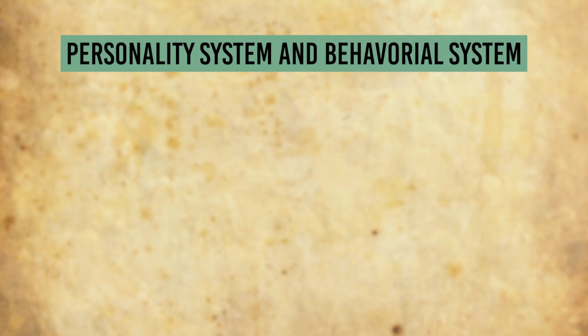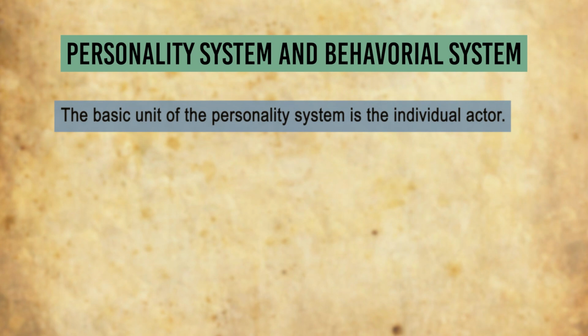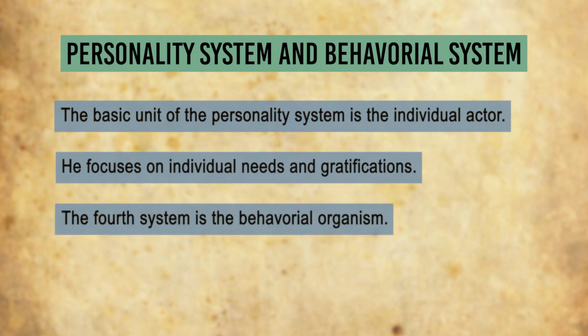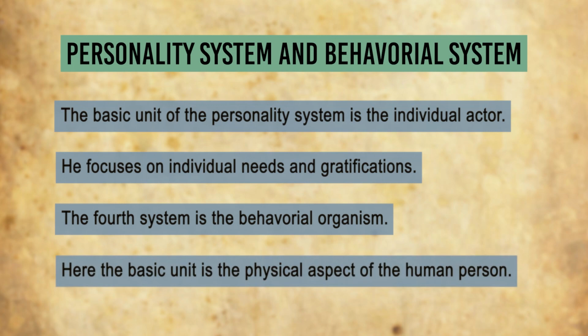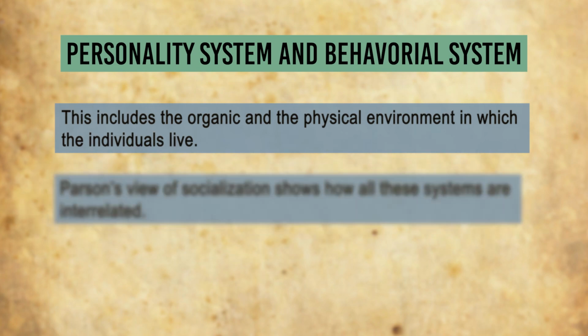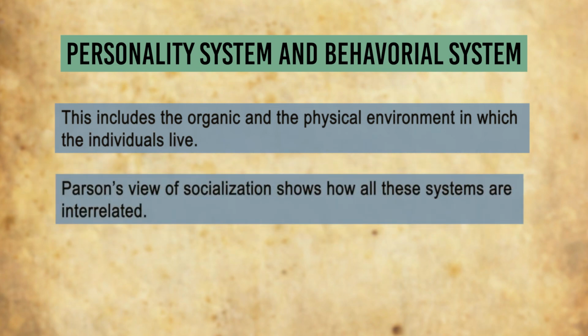Personality system and the behavioral system. The basic unit of the personality system is the individual actor. He focuses on individual needs and gratifications. The fourth system is the behavioral organism. Here, the basic unit is the physical aspect of the human person. And this includes the organic and the physical environment in which the individuals live. Parsons' view of socialization shows how all these systems are interrelated.